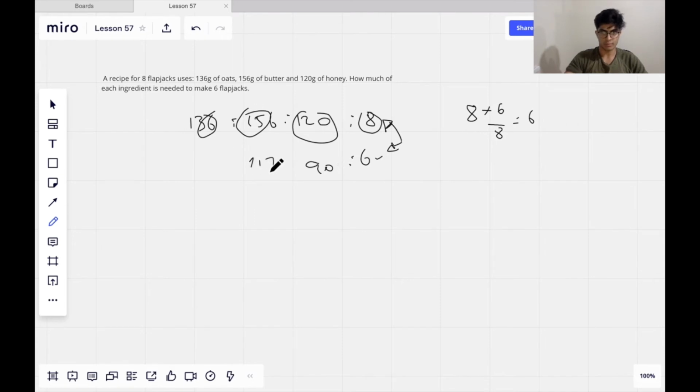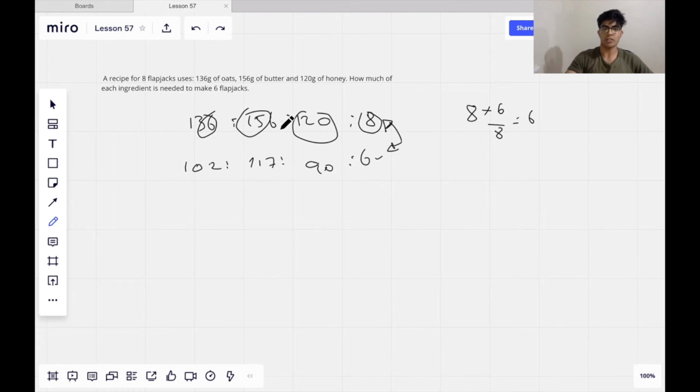117, and 136 times 3 over 4 is 102. And there's our answer. Sorry, I don't know why I wrote 60. So this is the mathematical way of thinking of it.